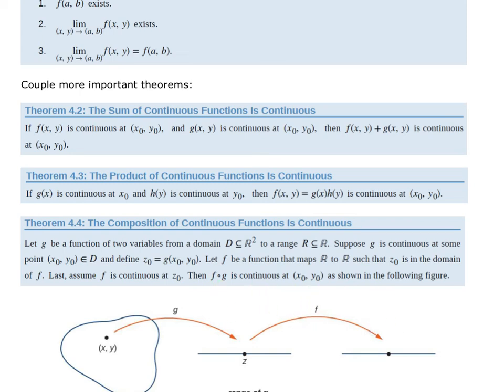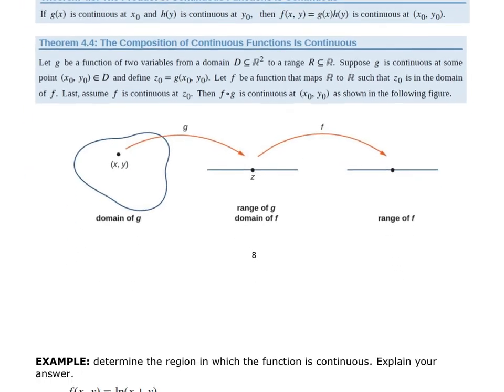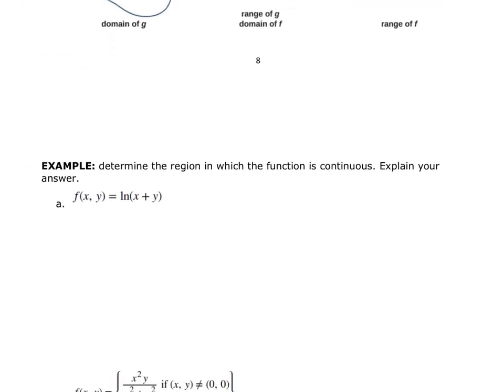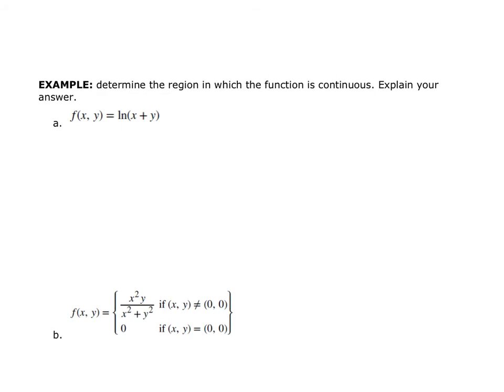So we now have composition. So let's determine where these are continuous and explain our answers. First we're going to break it down to the most inside pieces. We know that x is a polynomial. We know that y is a polynomial. And polynomials in and of themselves are continuous everywhere.